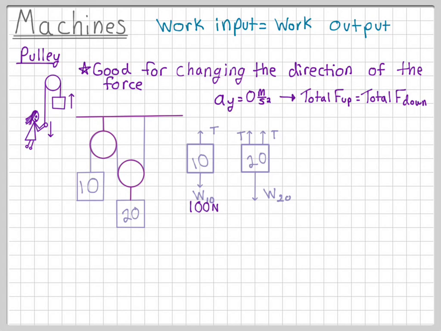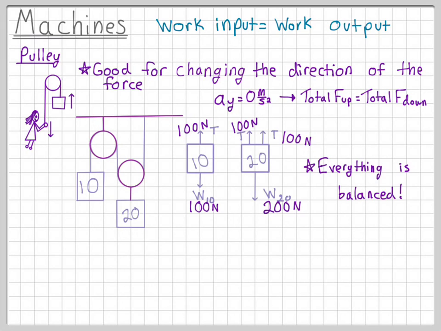So we know that the weight of the 10 kilogram box is 100 newtons, which means that the tension force upwards is also going to have to be 100 newtons since the forces are balanced. And therefore, the tension forces acting up on the 20 kilogram box will also be 100 newtons each. And the downward force on the 20 kilogram box, so the weight force, is 200 newtons. And as we predicted, all of the forces acting on the boxes are balanced, so great.